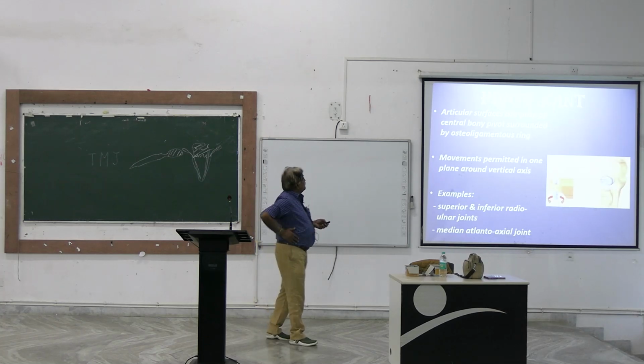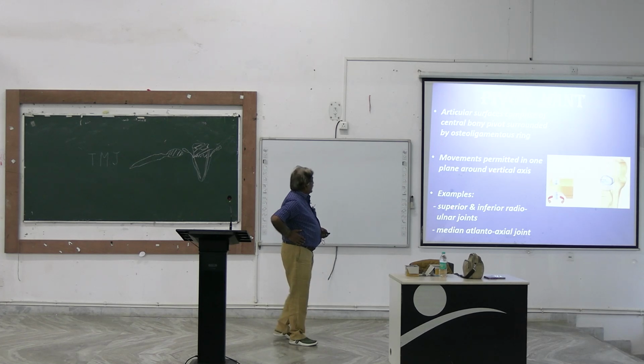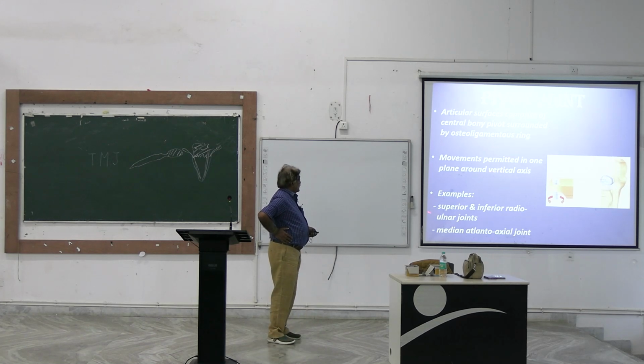Now, pivot joint: articular surfaces comprise a central bony pivot surrounded by an osteoligamentous ring. Here, this is the superior radioulnar joint. The movements are permitted in one plane around a vertical axis. Example, superior and inferior radioulnar joints, and the median atlantoaxial joint.